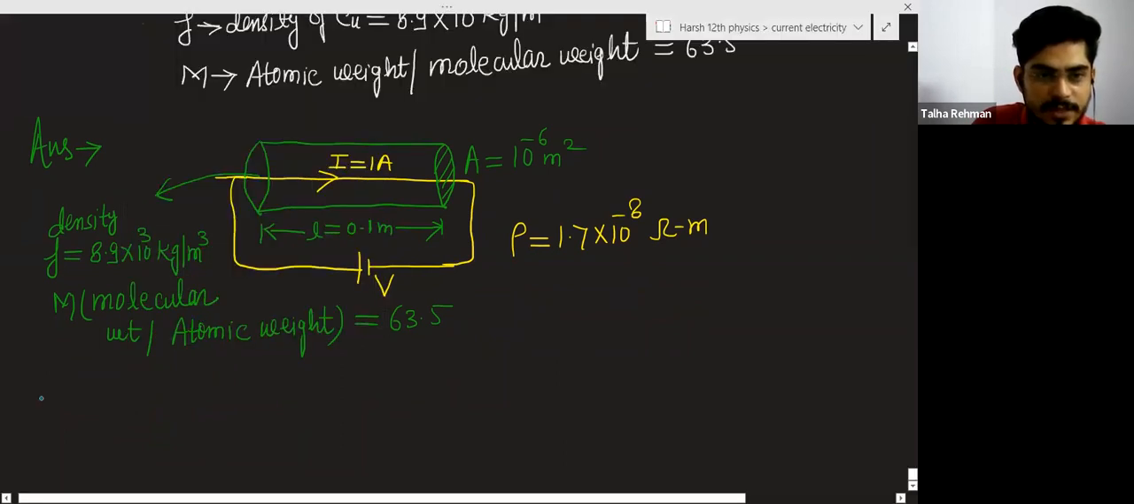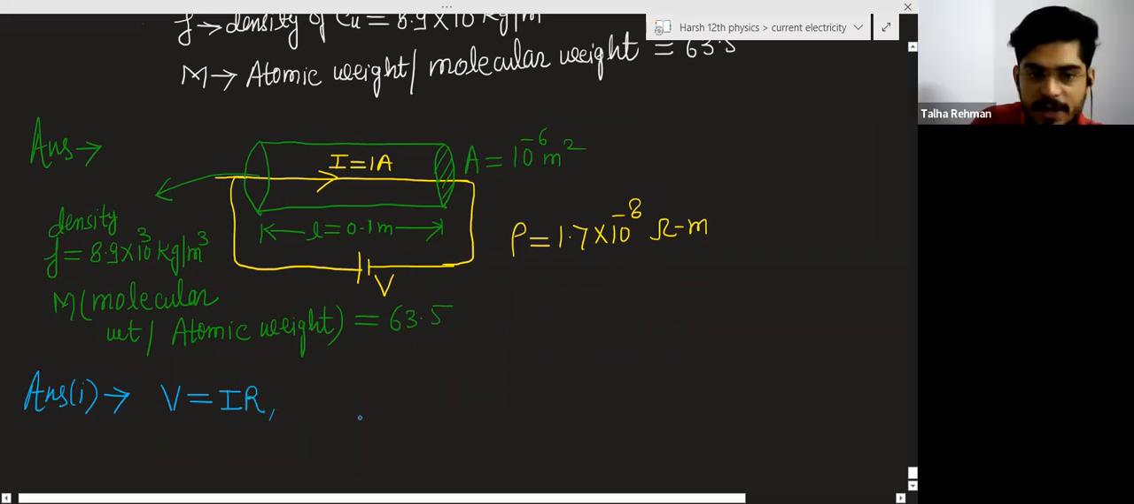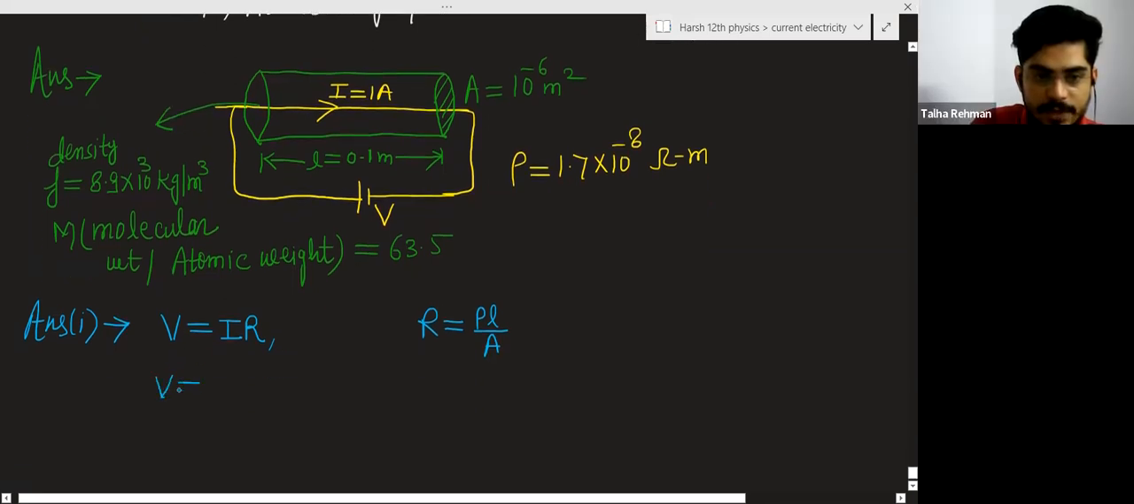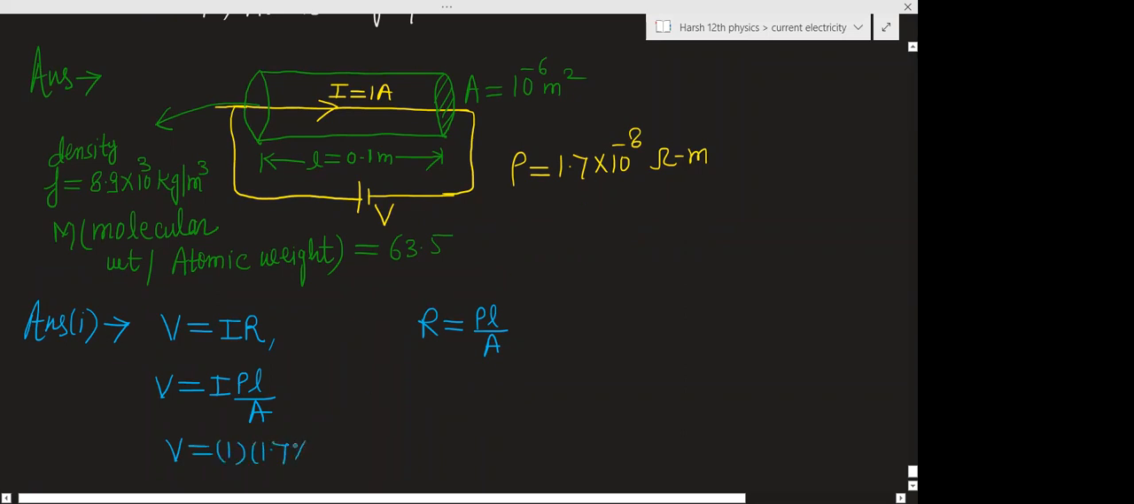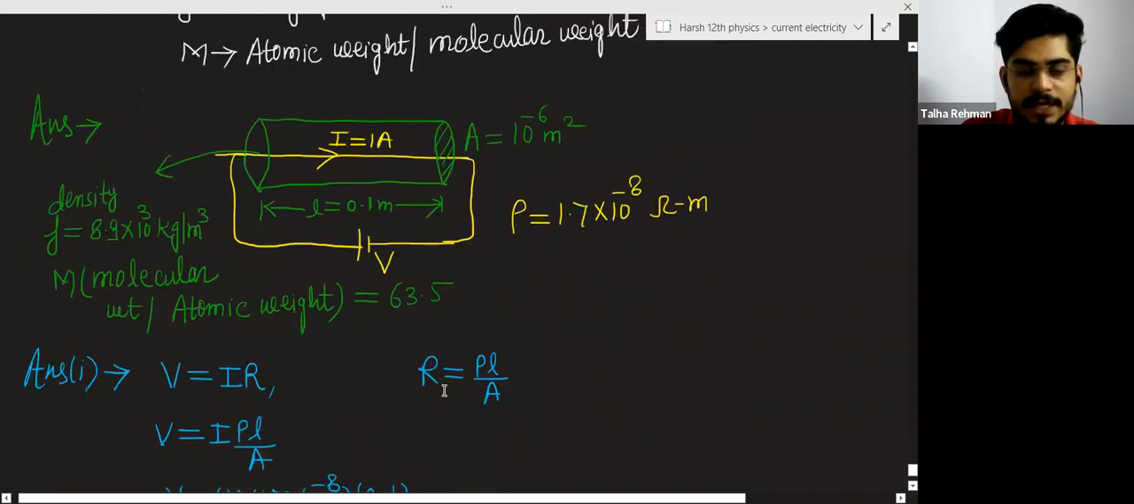So for the first answer, we have to find the potential difference V, and we have the formula V is equal to IR. We have I, but we do not have R. For R, we will use rho L by A. So V is equal to I into rho L by A. I is 1. Rho is 1.7 into 10 to the power minus 8. Length is given as 0.1 meter and area is given as 10 to the power minus 6.